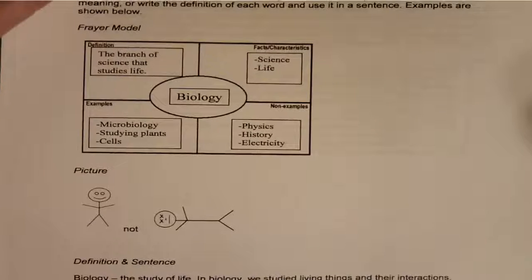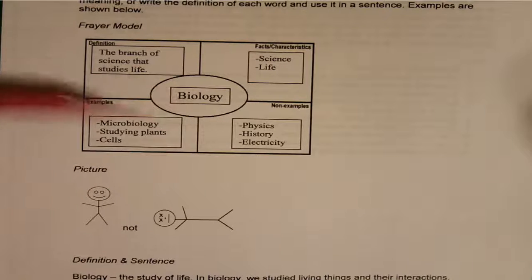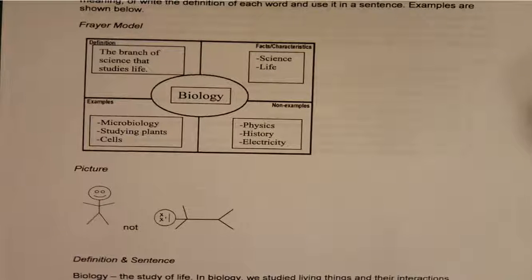You can also use a Frayer model. That's a little bit difficult, where you do the word, definition, a little bit of facts, non-examples, and examples. This would be your higher level vocab activity. Either one is fine, okay? So that being said, let's rock and roll.